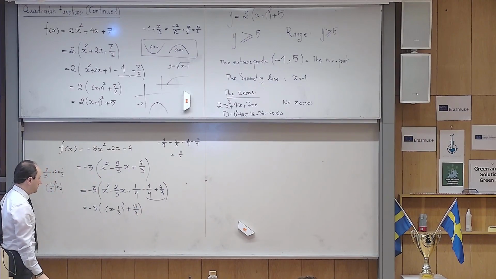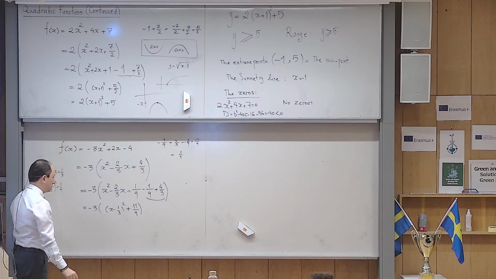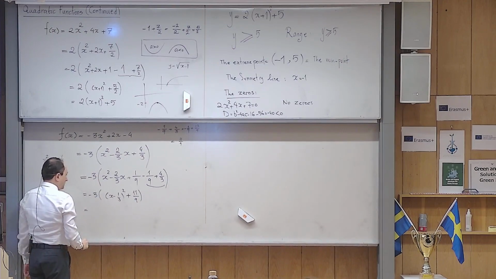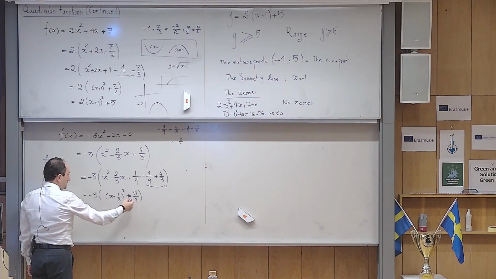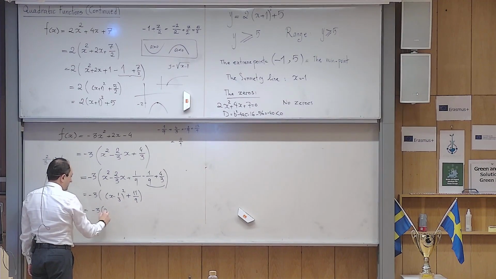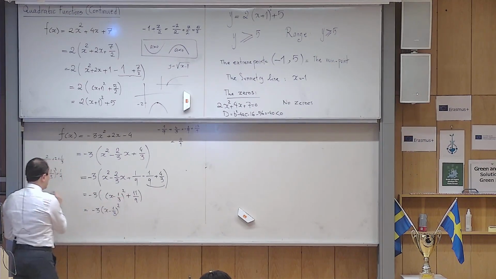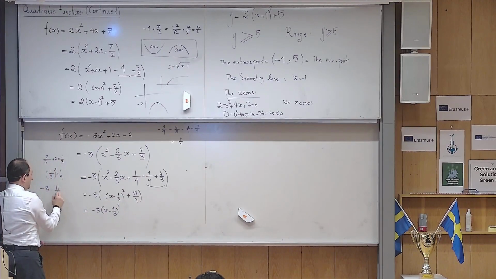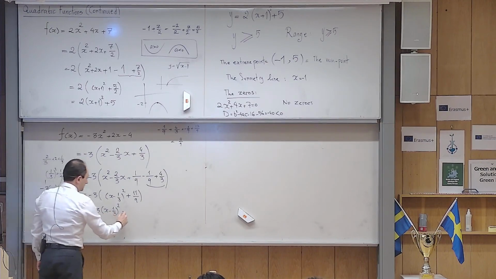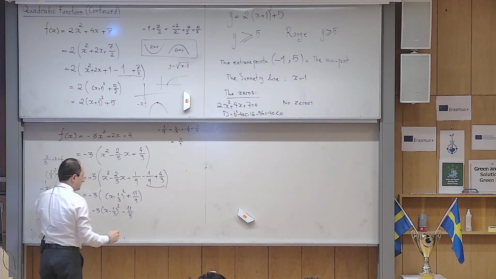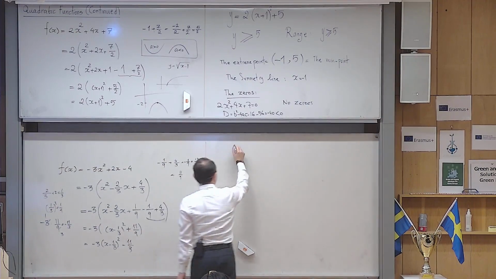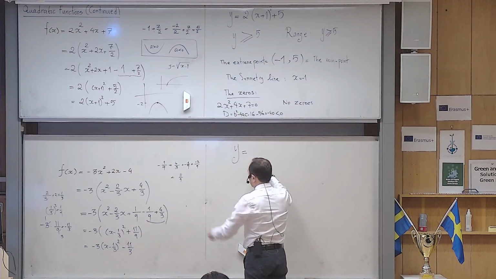And then what I do, I multiply minus 3 in. So if you multiply minus 3 in, it becomes minus 3, x minus 1/3 to the power of 2. Can you do it in your head? Minus 3 times 11 over 9. 9 can be simplified with this 3, 3, and 1. So it becomes minus 11 over 3.